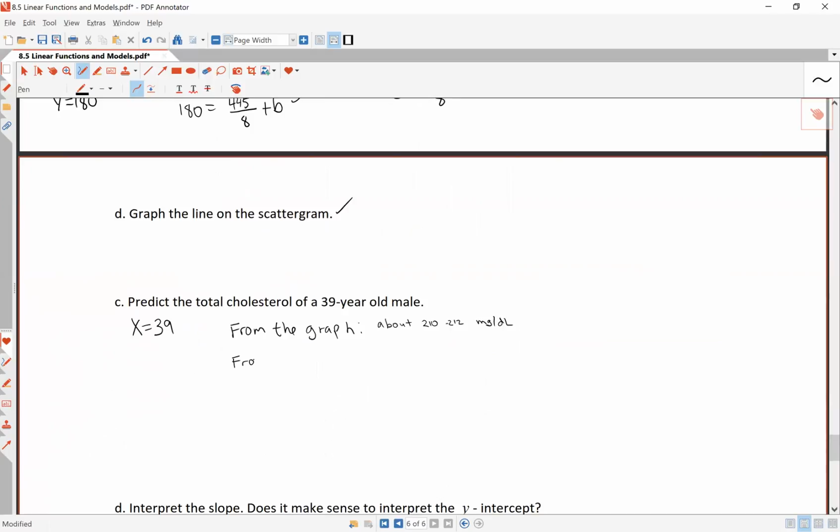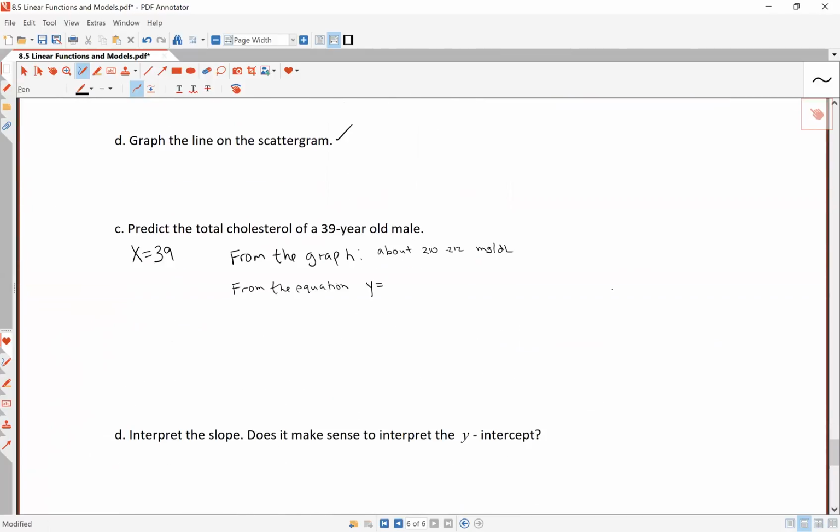And from the equation, y equals 89/40 x plus 995 over 8. Plugging in 39. This gives us a cholesterol of 211.15 milligrams per deciliter.